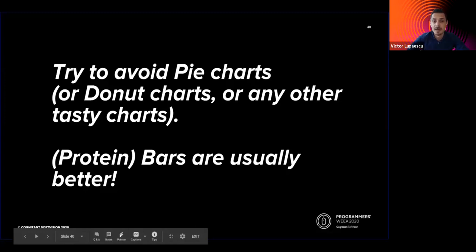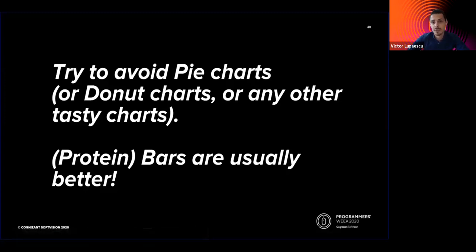So conclusion here, try to avoid pie charts or donut charts or any other tasty charts. Bars are usually better, so try to use the bar chart and see how it looks. You might be more happy with your chart afterwards, and especially your users might be more happy.